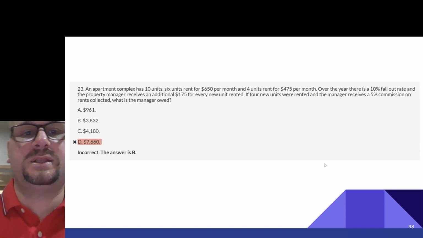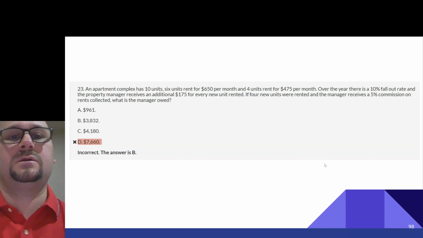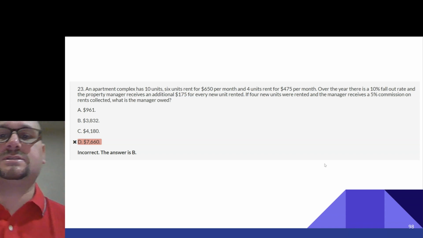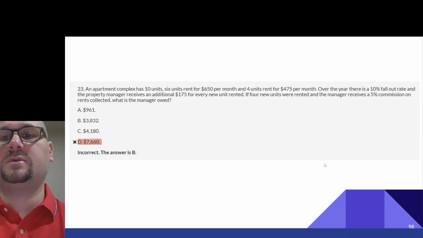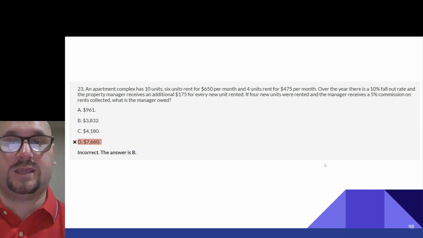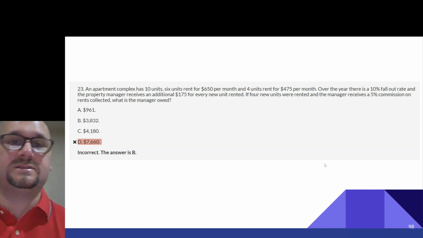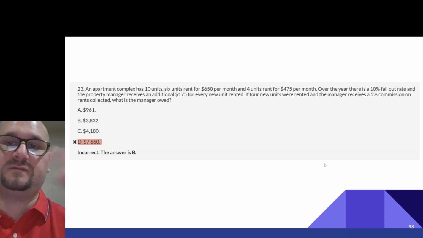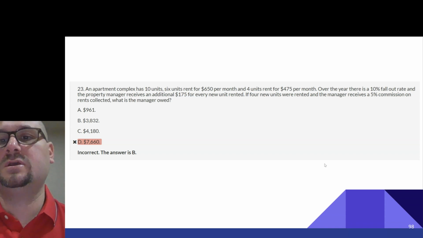So an apartment complex has 10 units. 6 units rent for $650 per month. 4 units rent for $475 per month, right, out of the 10 units. So you need to get the annual rent. So 6 times the 650 times 12, 4 units times the 475 times 12 is the annual. You add them together to get the total annual.